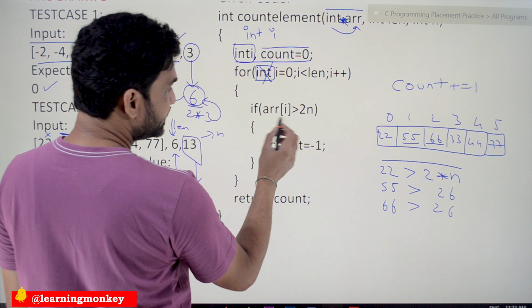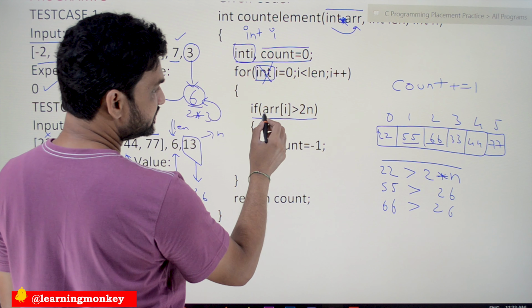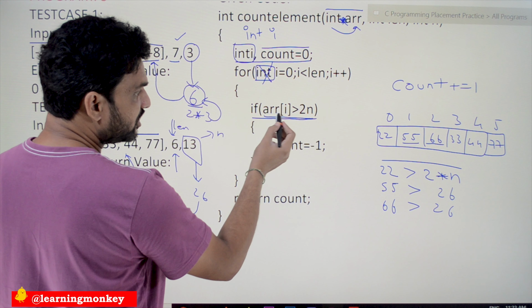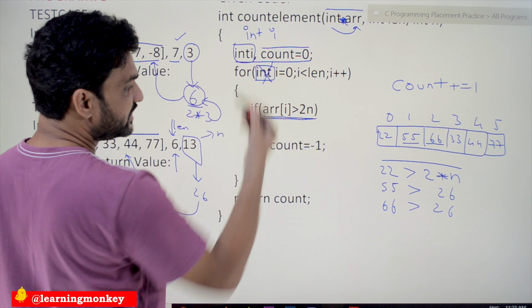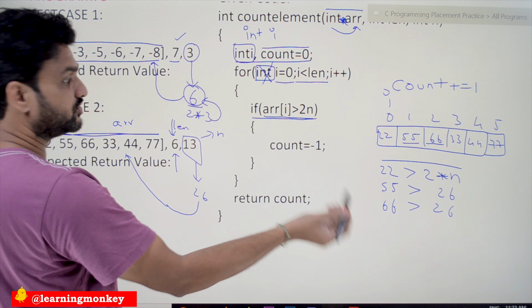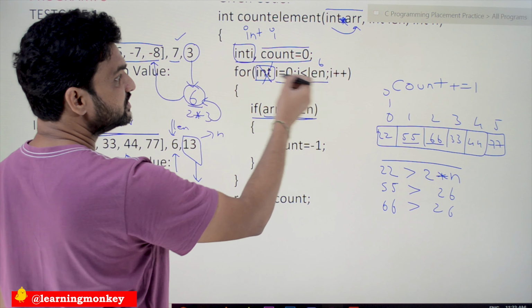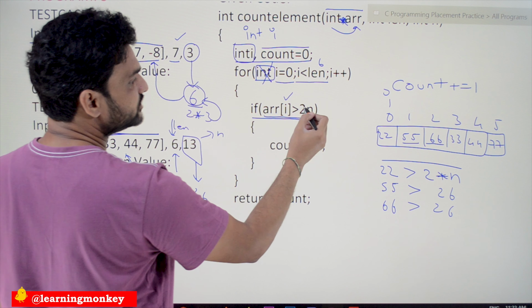And here, if condition is true, nothing is wrong here. In the condition statement, a of i, every time we are going to take the value of i as it iterates, so we have to check the conditions also. i is equal to 0, i less than len. Six elements are there, less than 6 means 0 to 5 it is going to iterate, i plus plus. Okay, it is true. And a of i is greater than 2n.